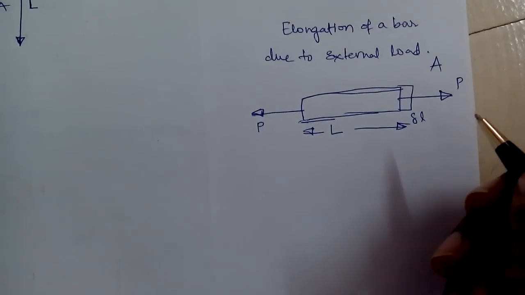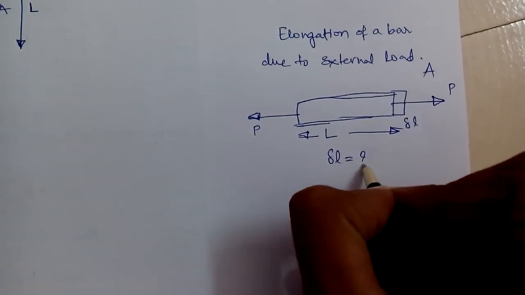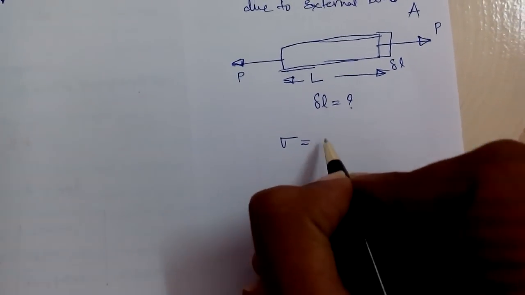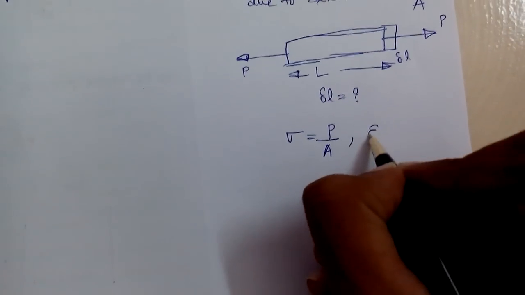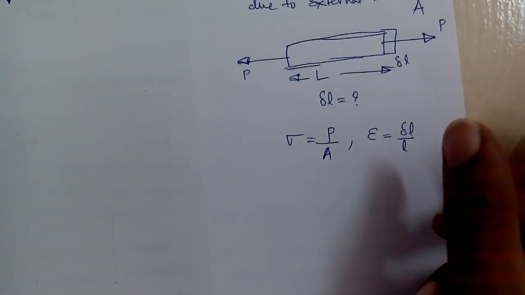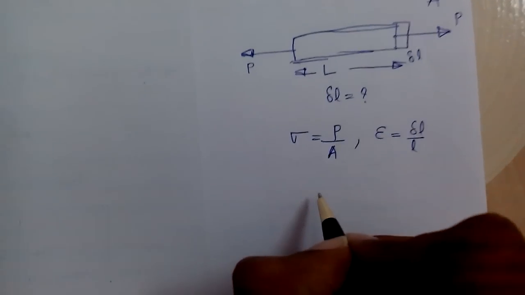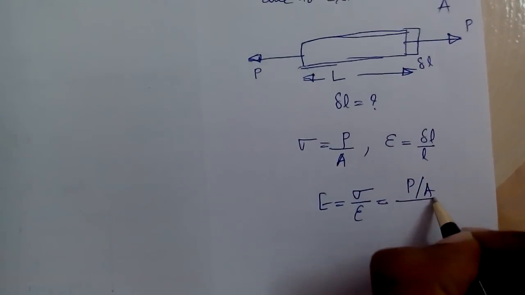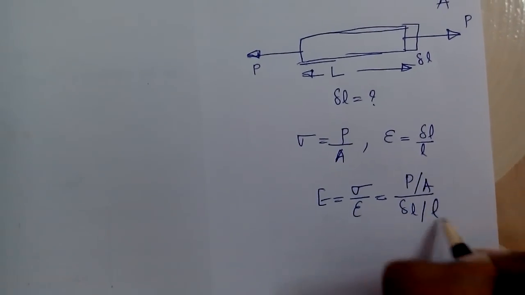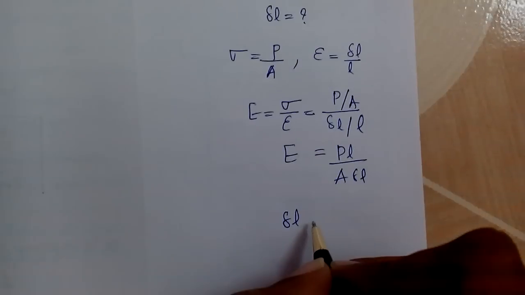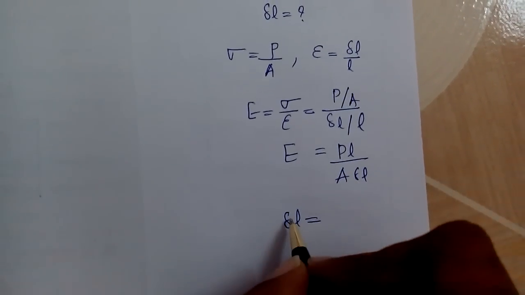Now let us find delta L from the concept of stress, strain and Young's modulus. We know that stress is nothing but load by area, and strain is change in length, or deformation, by the original length. Now Young's modulus E is stress by strain, which on further substitution of the values gives PL by A delta L equals Young's modulus. But what we need is the deformation due to the applied load, so let us make it the subject.